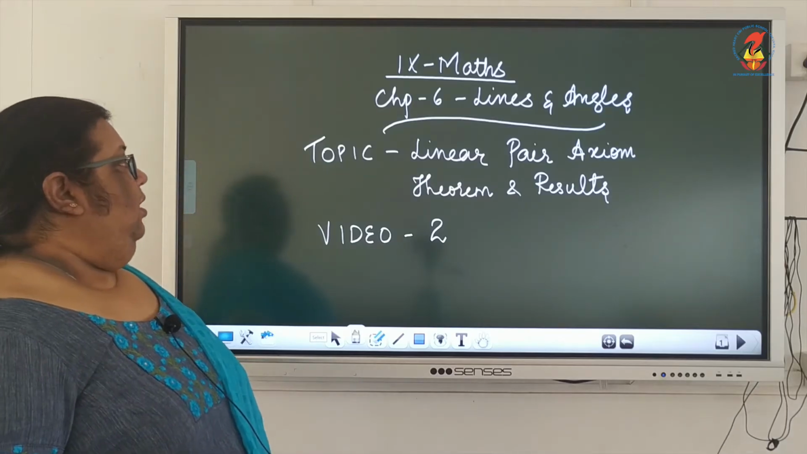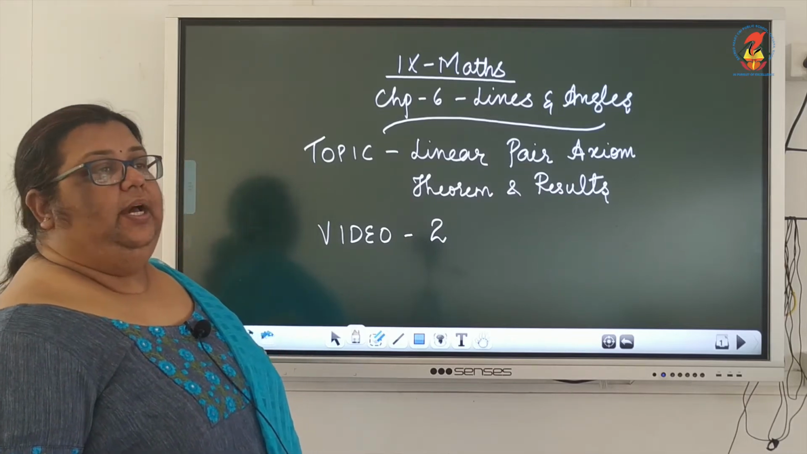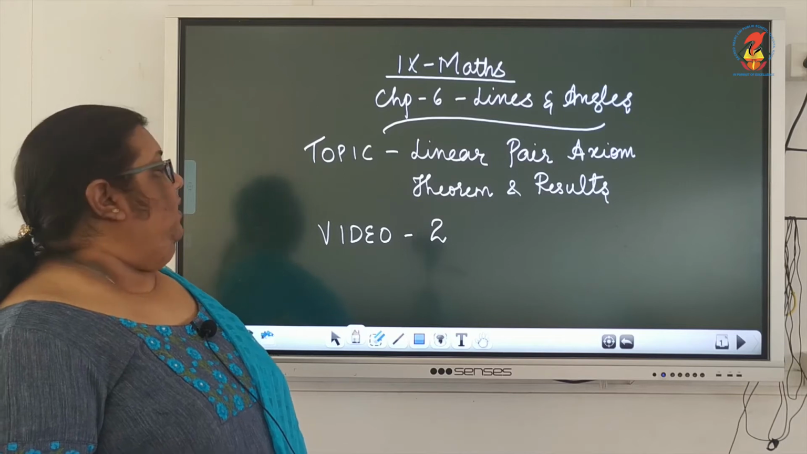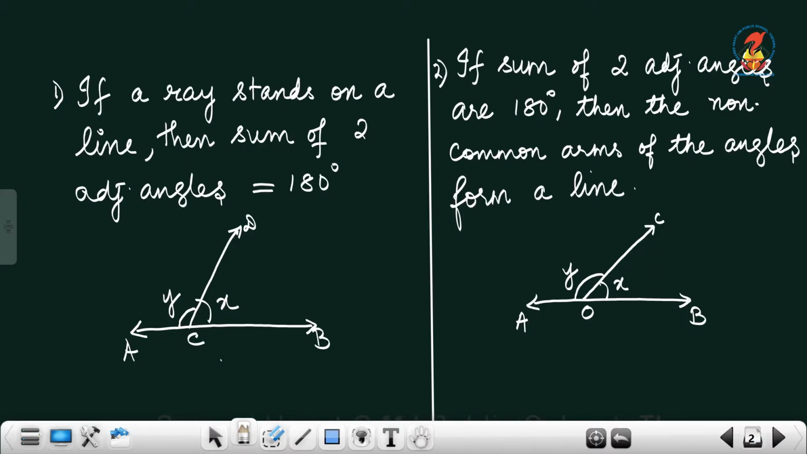Students, today we learn about the linear pair axiom, one theorem and two results based on that. Here we are having a statement written. If a ray stands on a line, then the sum of two adjacent angles equals 180 degrees. With the help of the figure given here, we will explain.